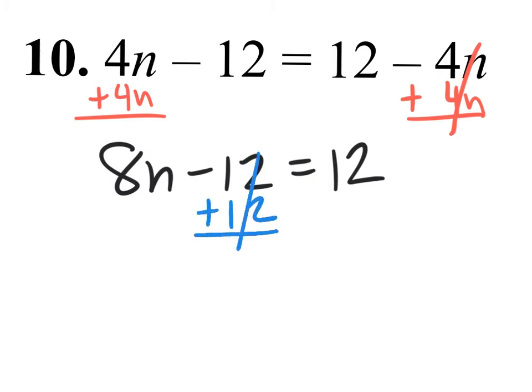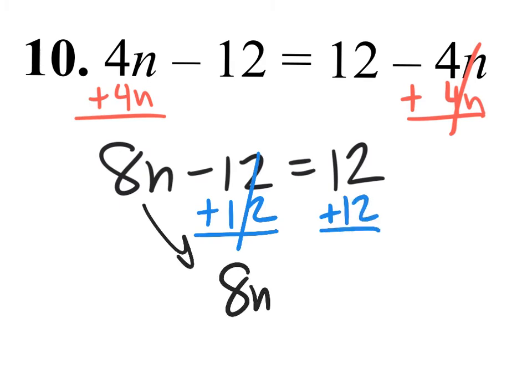What you do to one side, you must do to the other side, +12, to maintain the balance. Your new equation, the 8n comes down, the equal sign comes down, and 12 plus 12 is 24. So your new equation reads 8 times n equals 24. I need to get rid of the multiplication of 8, right? That multiplication of 8 in front of the n, I need to divide by 8 to get rid of it.